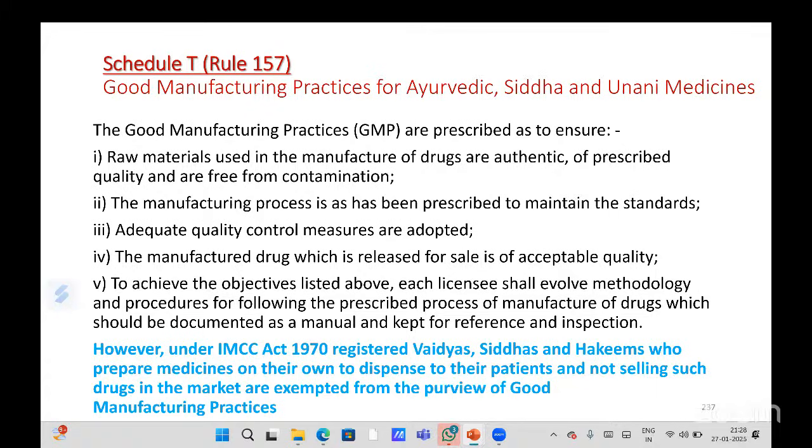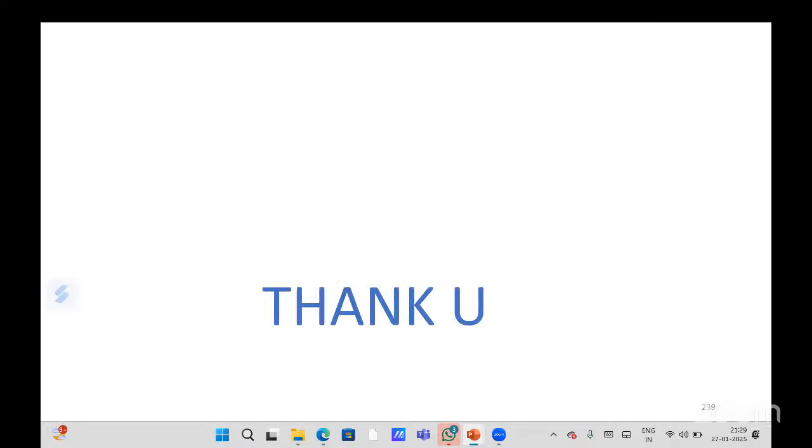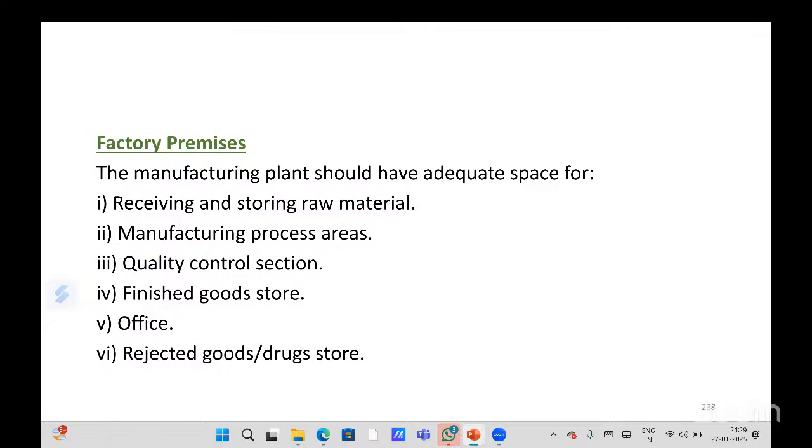However, under the IMCC Act, practitioners of Siddha, Ayurveda and Hakims who prepare their own medications for their own patients can dispense to their own patients, provided they are not selling those drugs outside or in a market. They are exempted from the GMP rule. If you are giving the medications to your own patient and you are not marketing your product, that time these rules may not apply. The factory premises are also prescribed as per the GMP Act. So these are the points in relation with syllabus point number 14.